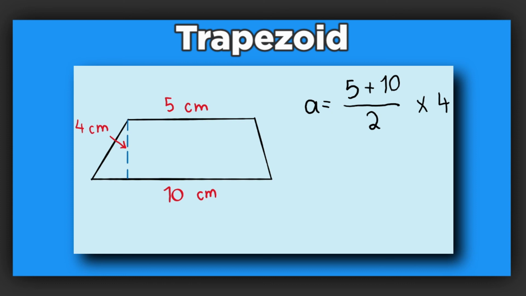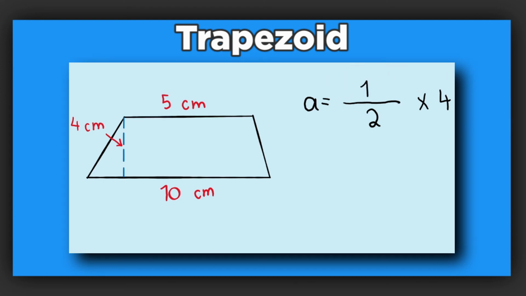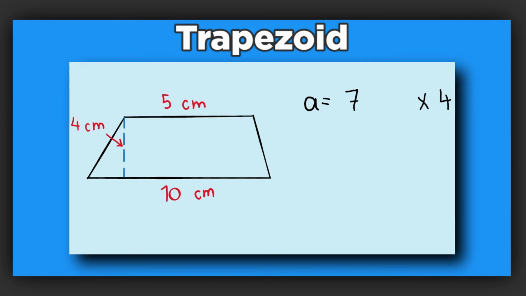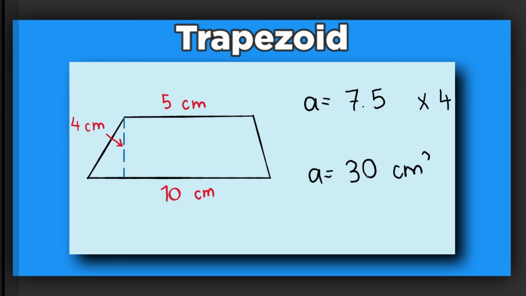So now we are going to start calculating. 5 plus 10 is equal to 15. 15 divided by 2 is 7.5. Now we have 7.5 times 4. When we multiply 7.5 times 4, we will get 30. So the area will be 30 centimeter square.